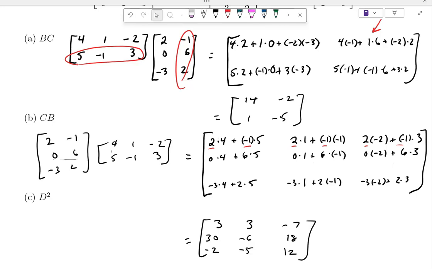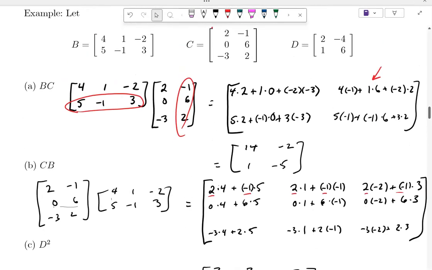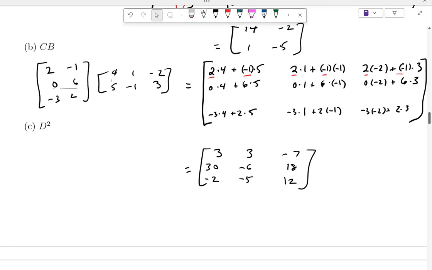What do you think when I write d squared? What do you think that means? Yeah, it means d times d, right? So the matrix D is 2, negative 4, 1, 6. And I want to multiply by 2, negative 4, 1, 6. Multiply it by itself. That's what squaring means, right?